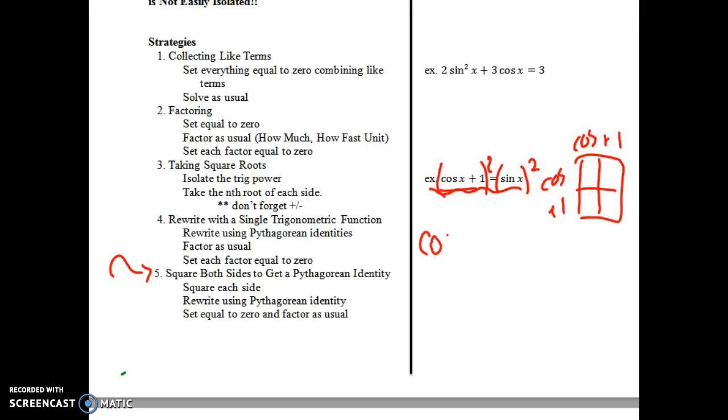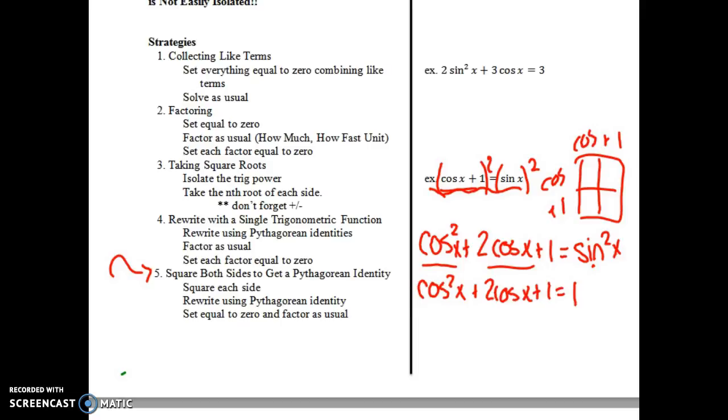I get cosine squared, Pythag identity, plus cosine squared x plus 2 cosine x plus 1 equals sine squared x. Since I have a cosine squared and a cosine, I'm going to change sine squared into 1 minus cosine squared. So I get cosine squared x plus 2 cosine x plus 1 equals 1 minus cosine squared x. Now I need to collect my like terms all on the same side. So I'm going to move this and this to the opposite side. So I get 2 cosine squared x plus 2 cosine x, and then the 1's will cancel, equals 0.